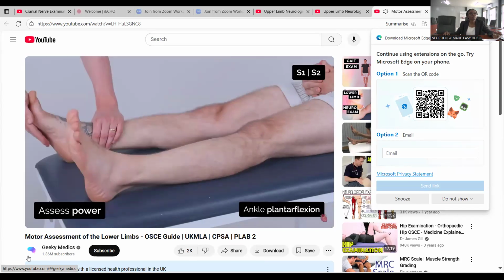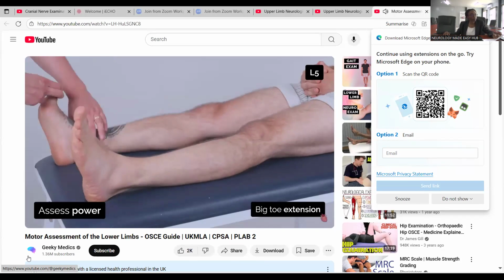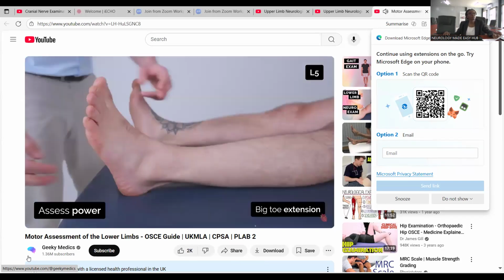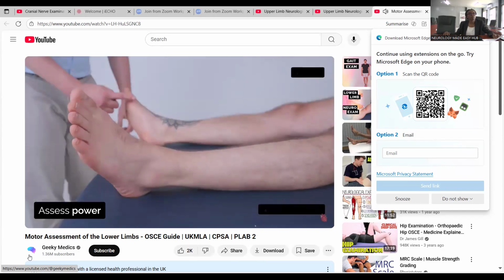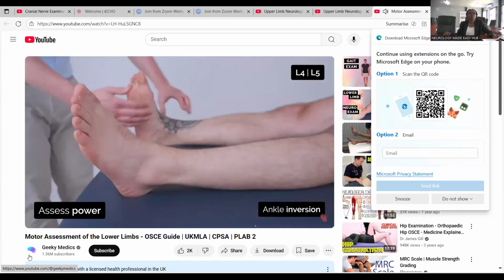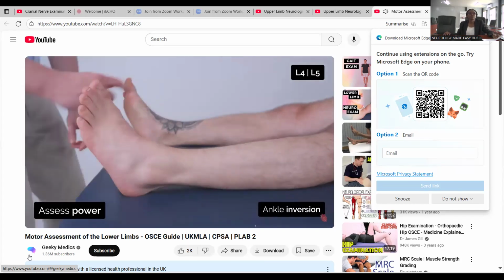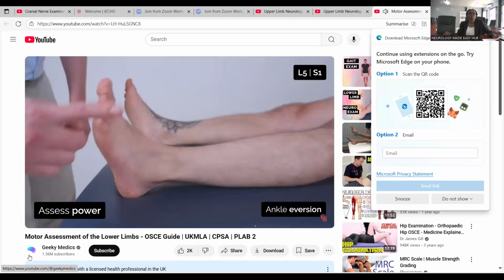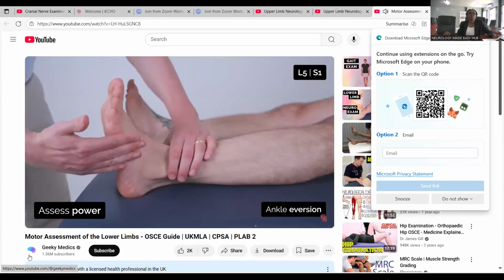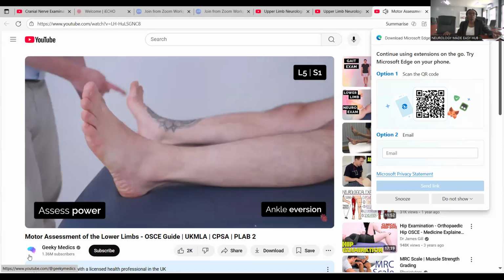Good. And just bring your big toe up towards you and keep it up. Good. And keep it up. Good. Now if you turn your foot in, that's great. Good. And turn your foot in. Good. And turn this foot out. Great. And keep it out. Good. And turn this foot out. And keep it out.